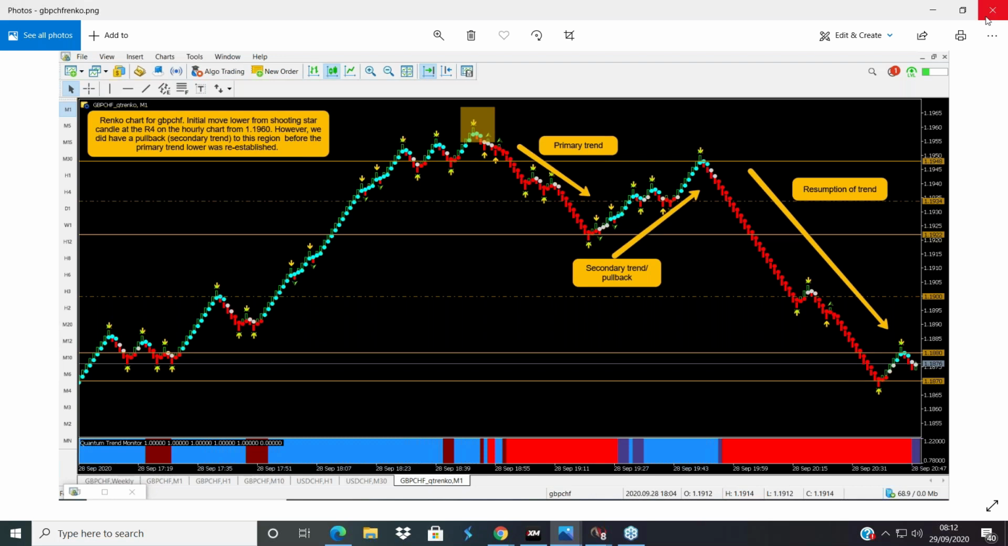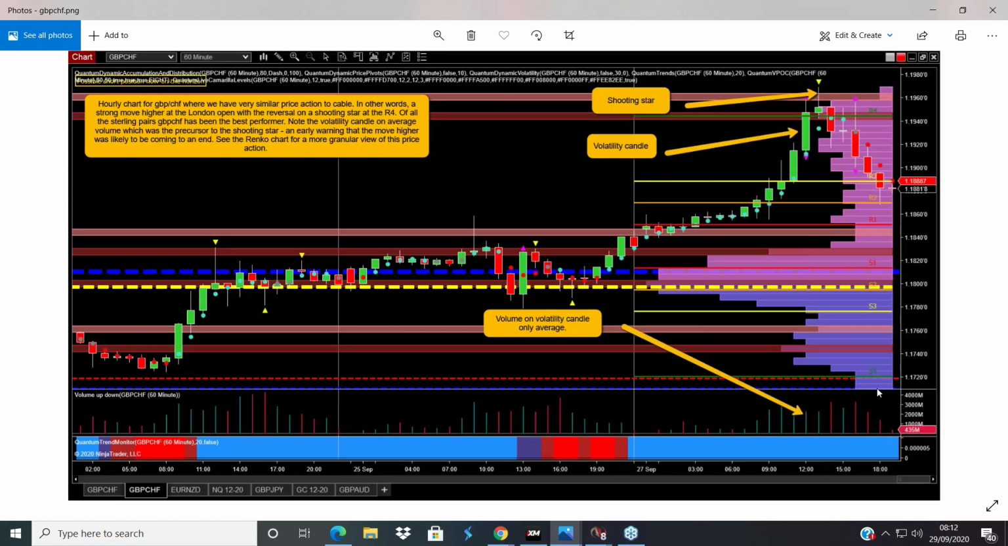So that's what it looked like on the Renko. If you were following using the indicators, that stayed blue. This is the trend monitor. This is the hourly chart. That noise that we had on the Renko, not noise, the fluctuations, if you like, in the pullbacks in the area of the R4 on the 60-minute. Was that tradable? Yeah, potentially. It depends on your time frame.